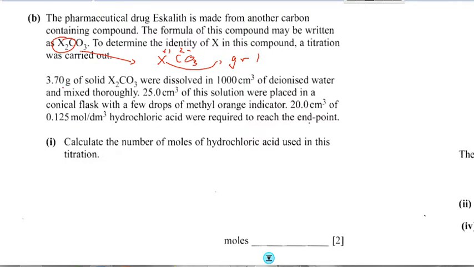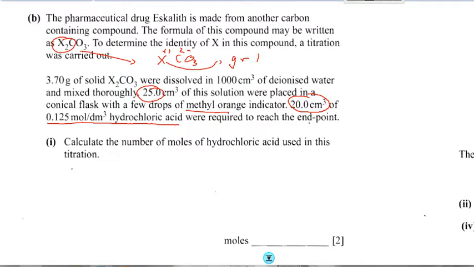So we took 3.7 grams of that solid, put it into 1,000 cubic centimeters of deionized water, and it was mixed up thoroughly, and we took 25 of that out to carry out our titration. This time we're using methyl orange. So exactly the same sort of thing as last time. We don't get a results table this time, we're just told that 20 cubic centimeters of 0.125 molar hydrochloric acid was required to reach an endpoint. So let's get stuck into this.